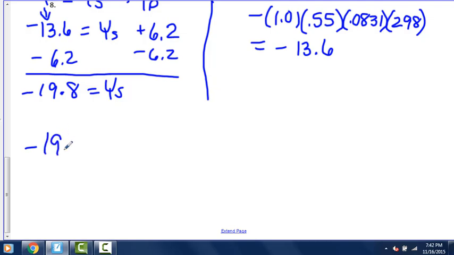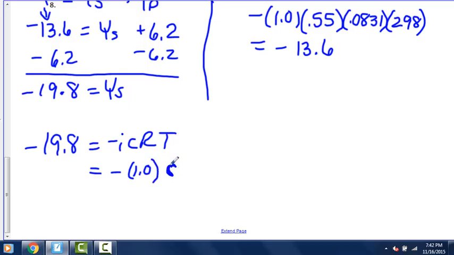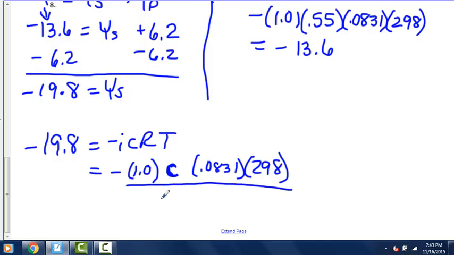So negative 19.8 is equal to negative iCRT. So that's equal to negative 1.0. Oops, 1.0. C, that's what I'm solving for. That's my X in this problem right now. R, 0.0831, and T, which is 298. So I'm going to multiply 1 times 0.0831 times 298. And I get negative 24.76. So that essentially cancels this out so that I just have C on this side, and I'll do this side divided by negative 24.76.